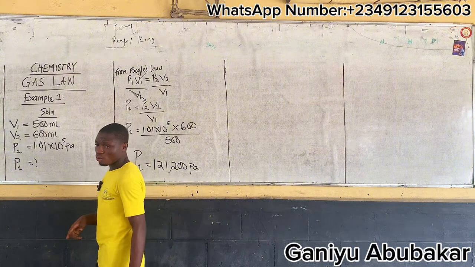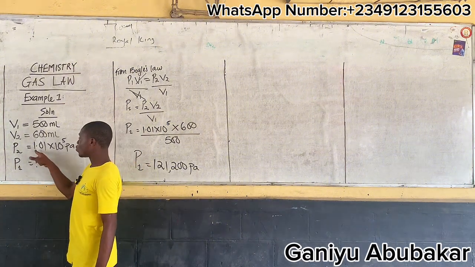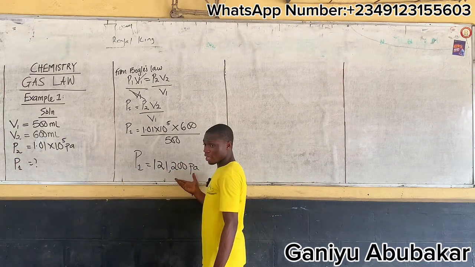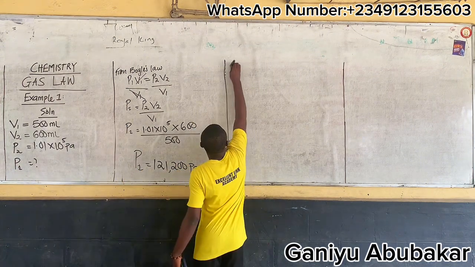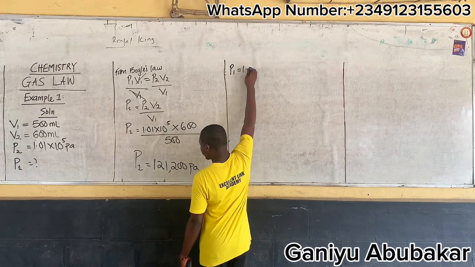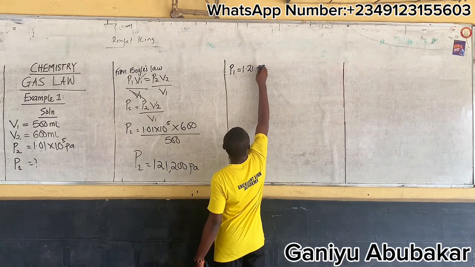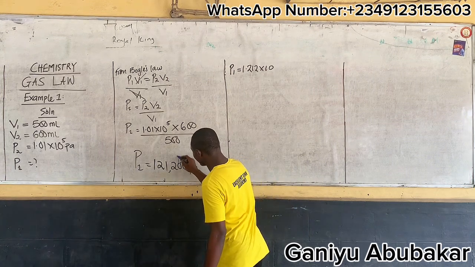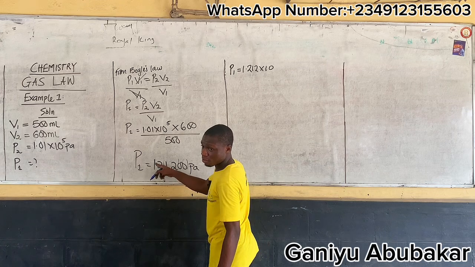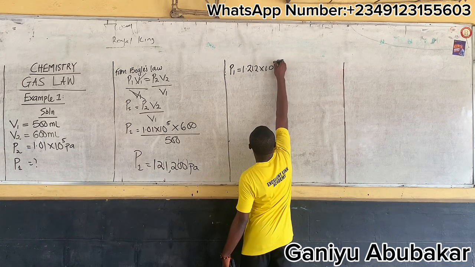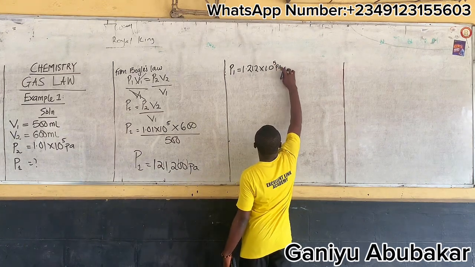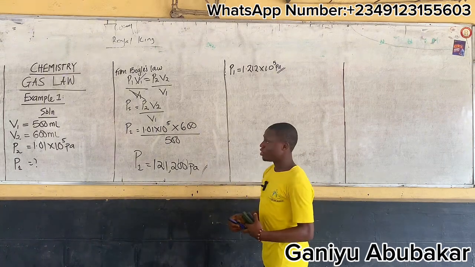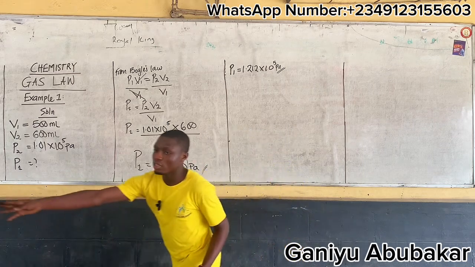My pressure in the question was given as 1.01, so I can convert it to decimal form. P1 is 1.212 times 10 to the power 5 Pascal. You can leave it this way or that way. It's still very much correct, right?